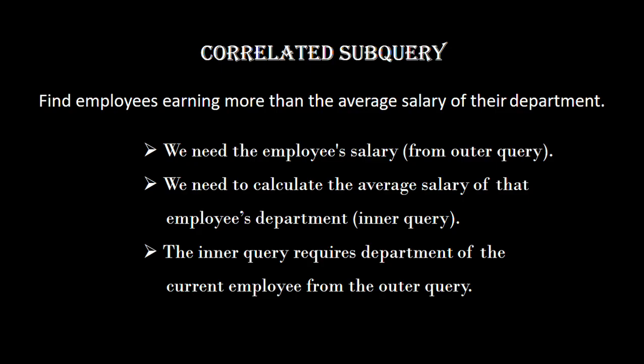I want to find employees earning more than the average salary of their department. For that, we need the employee's salary from the outer query. We need to calculate the average salary of the employee's department, and in order to calculate the average salary for that particular employee, the inner query requires the department ID of the current employee from the outer query, and this way the inner query and outer query are correlated.